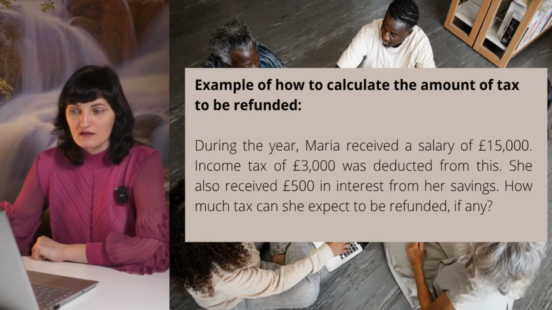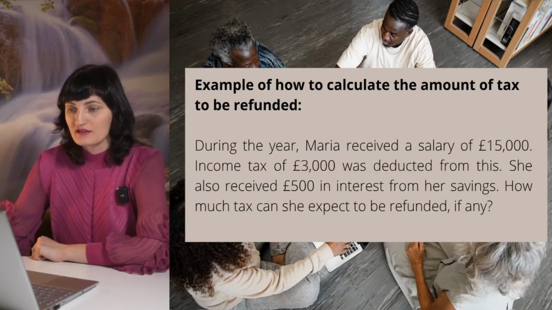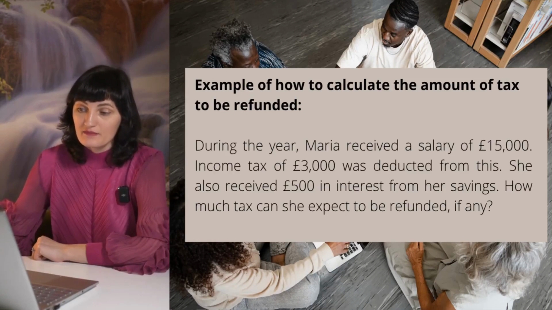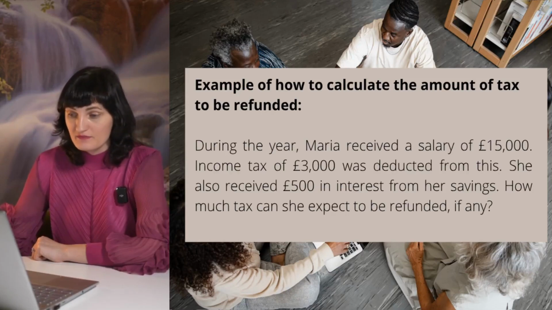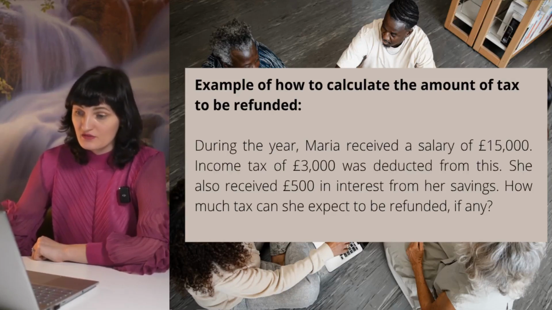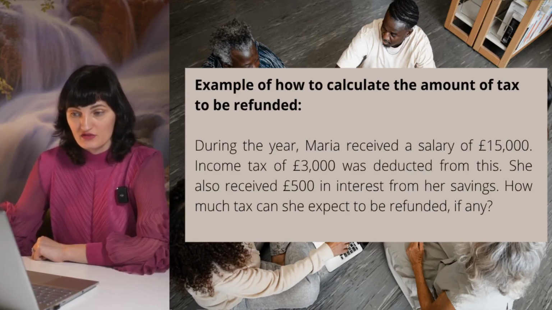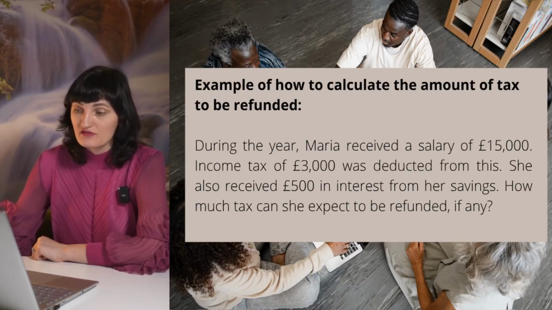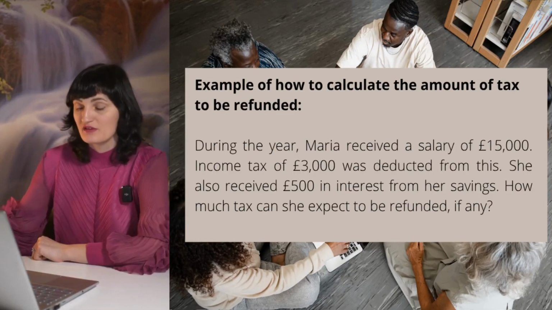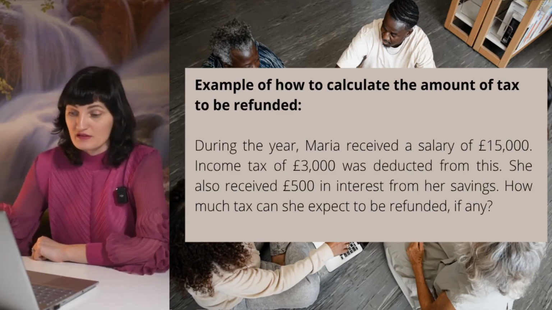So, over the year, Maria received a salary of £15,000. £3,000 of tax was withheld from that amount. Maria also received £500 in interest from her savings. And in this case, how much tax can Maria get back? We have a question. So in this case, Maria received two types of income. That's her salary and interest from savings, meaning interest from some kind of bank deposit.